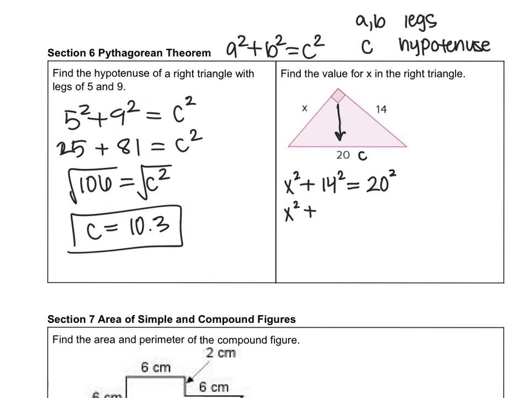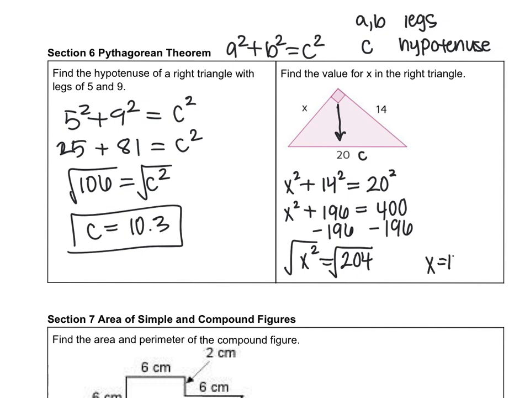So once we square 14, we get 196, and 20 squared is 400. Subtract 196 from both sides, and we get x squared equals 204. Then take the square root, and we get x equals 14.28.